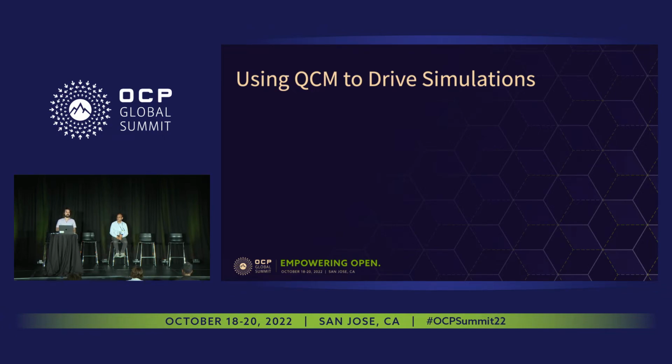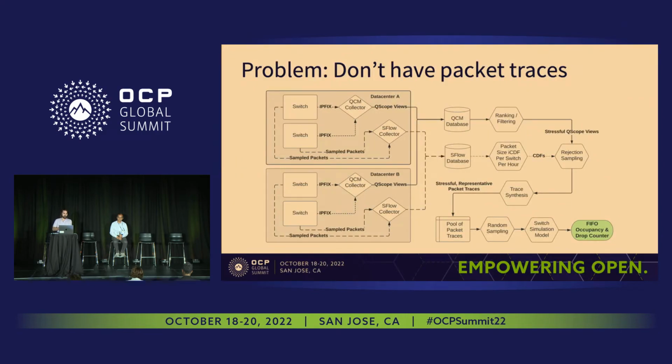And so we wanted to take this data. I'm going to skip quickly over this part. But basically, the data we get out of QCM is packet count and byte count in a small window of time. And we wanted to convert that to pathological packet traces. So if you want to look at the slides later, you can see the details on this.